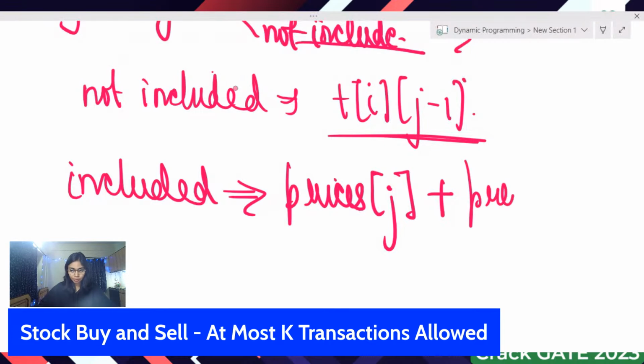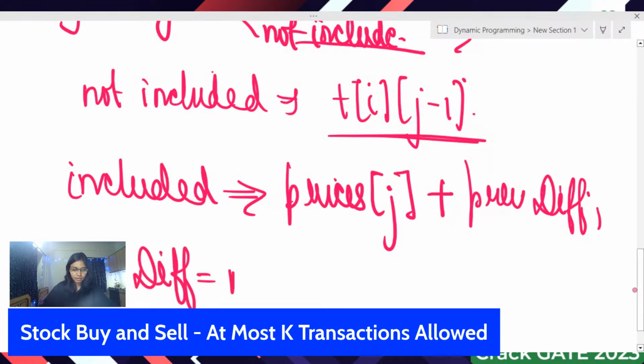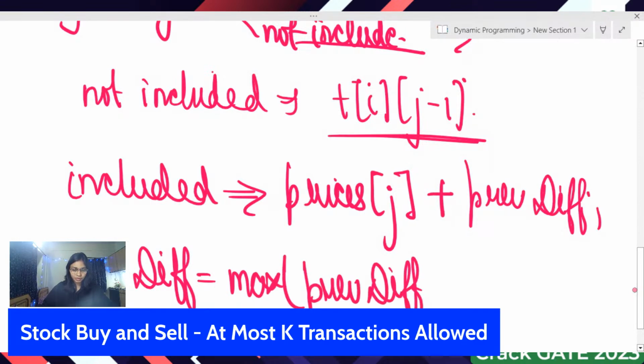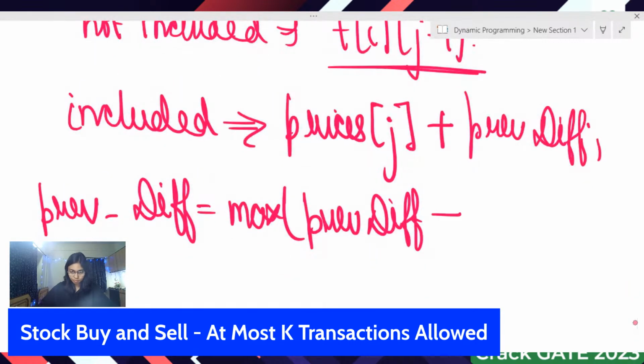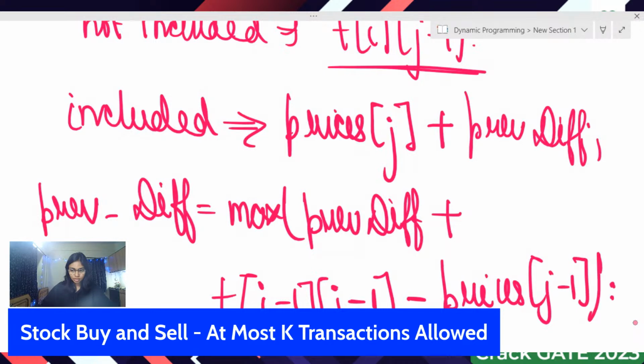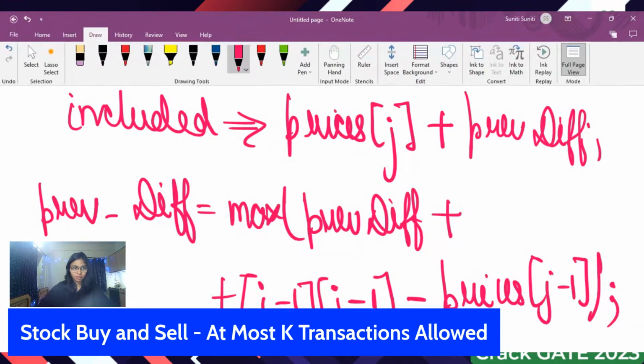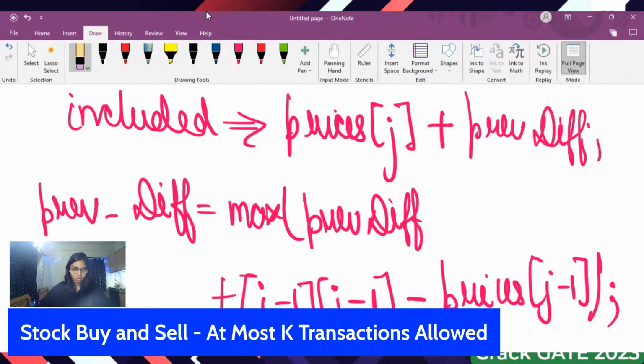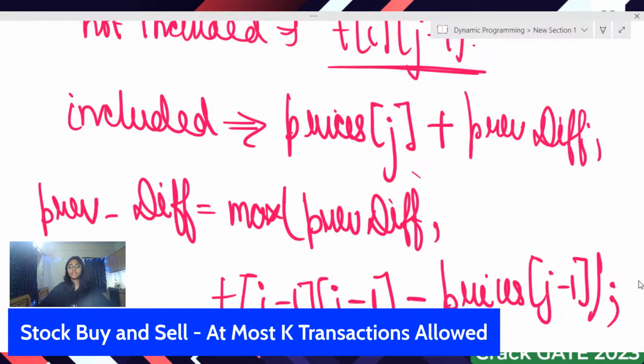We need to have one more variable here, that is previous difference. And how this previous difference will be updated is that it will be simply the maximum of previous difference plus the maximum profit that you have received till the previous day. All right, so this is clear.